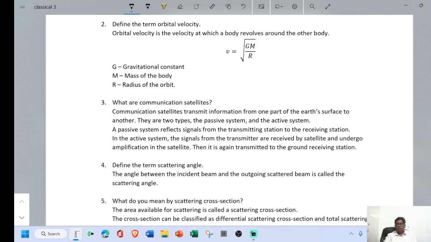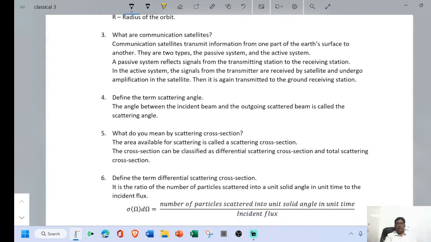The fourth question is: define the term scattering angle. The angle between the incident beam and the outgoing scattered beam is called the scattering angle. If this is the incident beam and this is the scatterer, in the absence of the scatterer, the particle may be transmitting like that. Once the effect of the scatterer is realized, the path traced out by the outgoing particle has some deviation. This angle is called scattering angle.